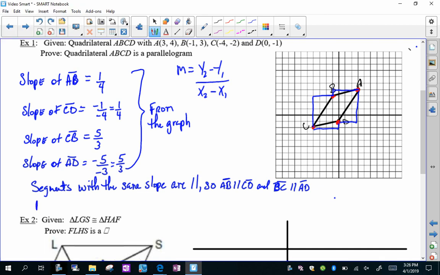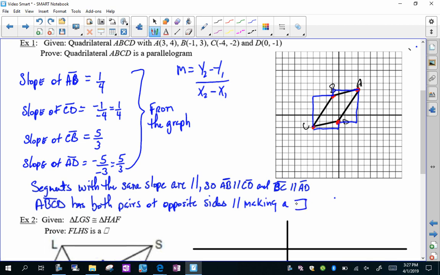So quadrilateral ABCD has both pairs of opposite sides parallel, making a parallelogram. And I'm going to do the symbol, and you can too. All right, so that's the first proof. Let's take a look at number 2.